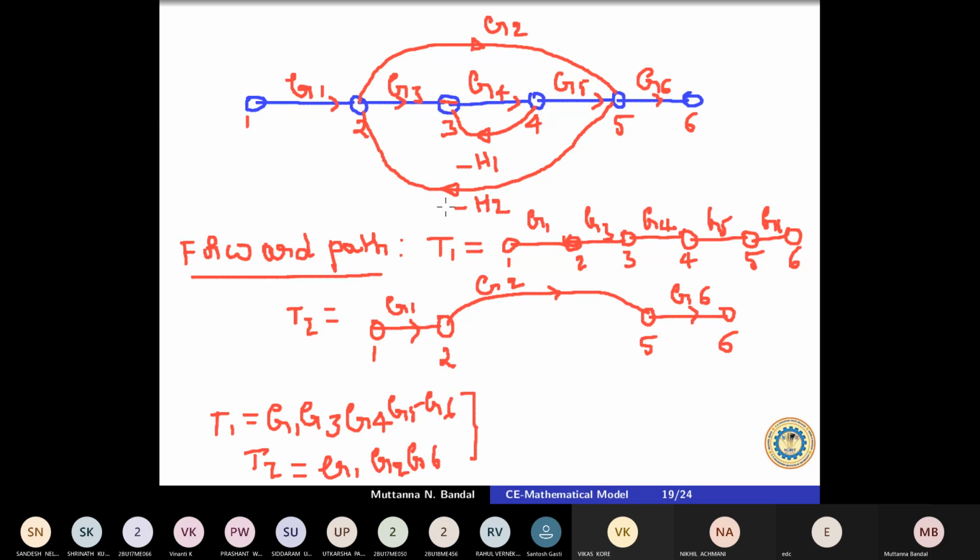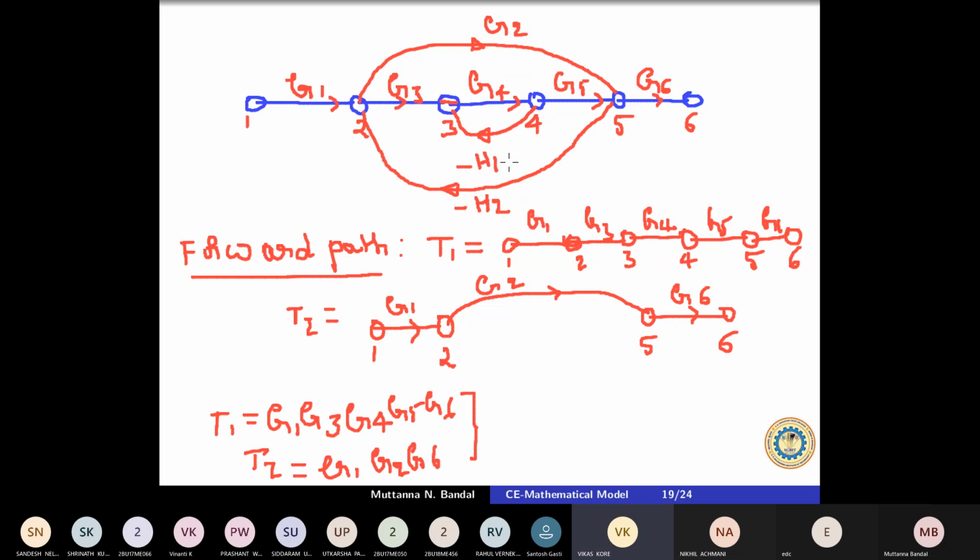Now the second thing I have to check here is, are there any other non-touching loops? 2 non-touching loops. That I want you to identify and take this as an assignment, and I expect the answers in the next class.